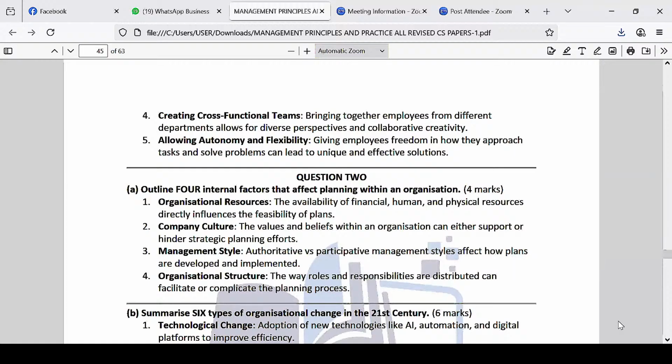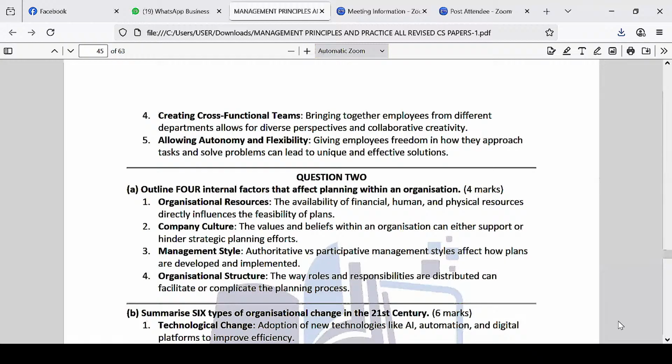Then there is management style. That's a very important factor. How you manage. Are you autocratic? Are you democratic? Do you use leadership? Basically, the management practice or technique will definitely affect the planning. An authoritative or participative management style affects how plans are developed and implemented.